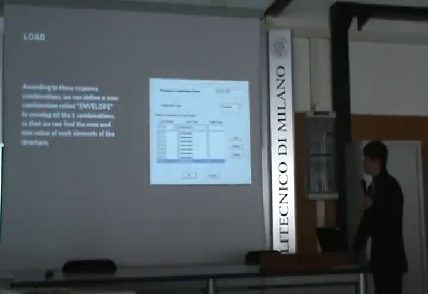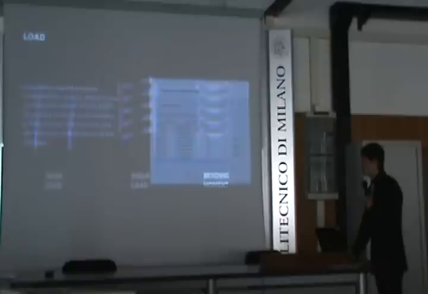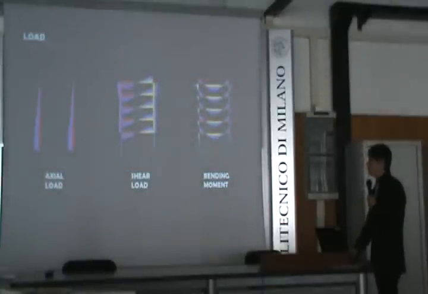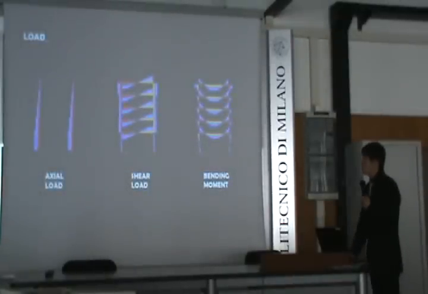According to these combinations, we can define a new combination called a group to add all the 8 combinations so that we can find the maximum and minimum value of each element. Then get the diagrams of axial load, shear load, bending moment, and the load combination.